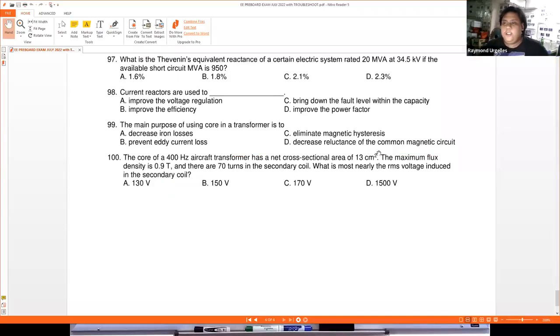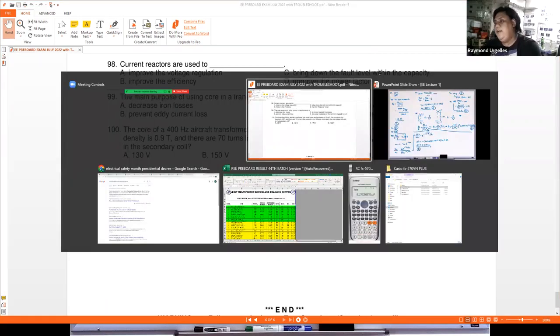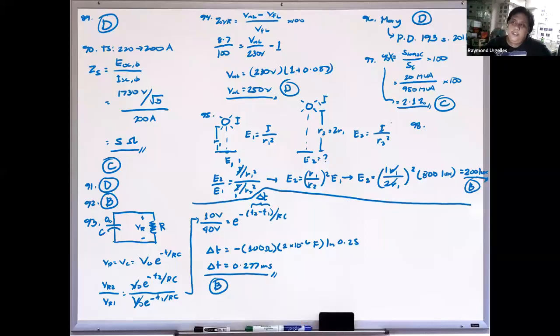So number 98, current reactors. For current limiting reactors, we use them to bring down the fault level within the capacity. Remember our equation for the percent reactance. Rearranging this, you will get that the fault power is given by the base power divided by the percent reactance over 100.